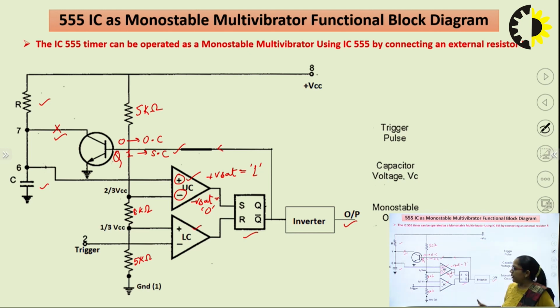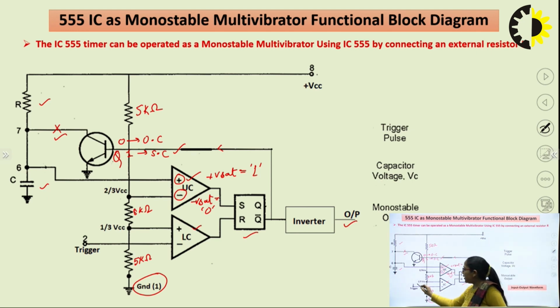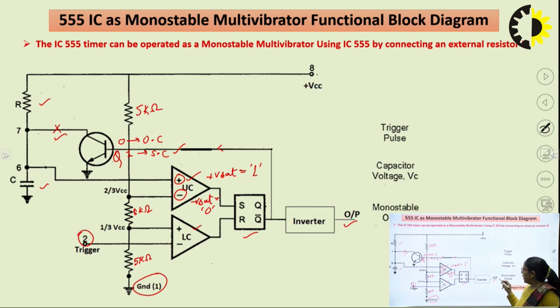Because of these 3 5 kilo ohm resistors, we used to call this IC as 555 timer IC. Then at pin number 1 we have ground. Here we have our pin number 1. Pin number 2 is the trigger pin. It is connected to the inverting terminal of lower comparator. Here we have pin number 2. Then pin number 3 is the output pin. Here we will have our pin number 3.